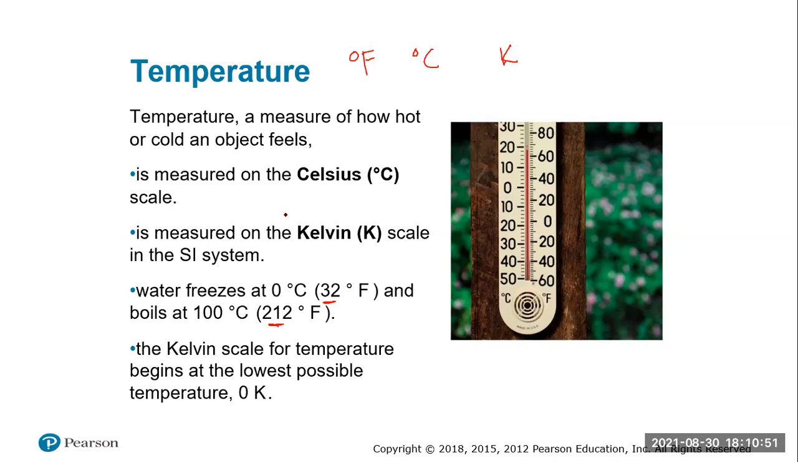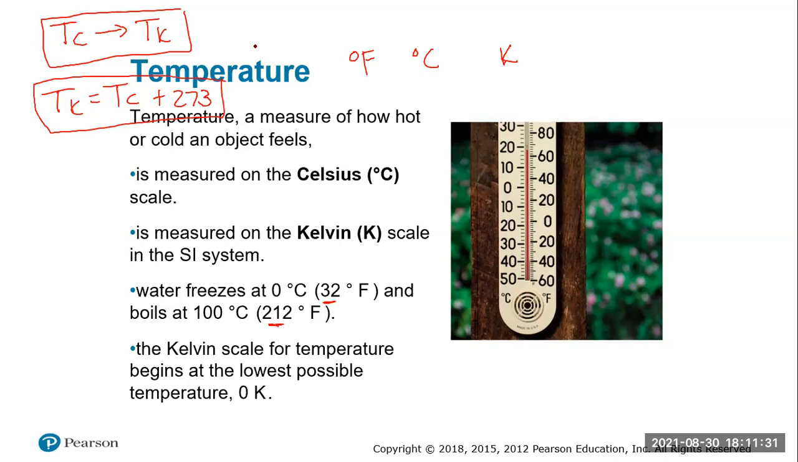And on the Kelvin scale, water freezes there at 273 and boils at 373 Kelvin. So in chemistry here, we will use several of these, but really the conversion between temperature in Celsius to temperature in Kelvin is a conversion that we use a lot. And it's a fairly simple one. If you want the temperature in Kelvin, you pretty much take the temperature in Celsius and you add 273 to it.